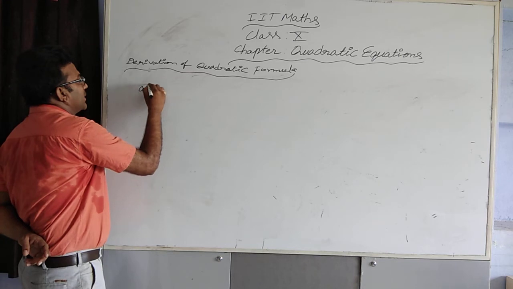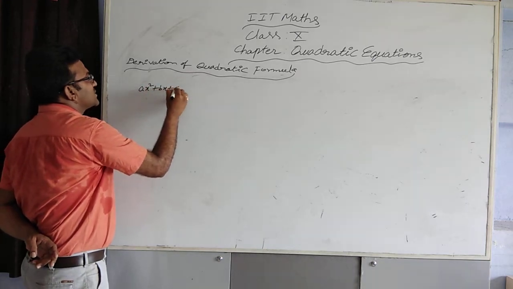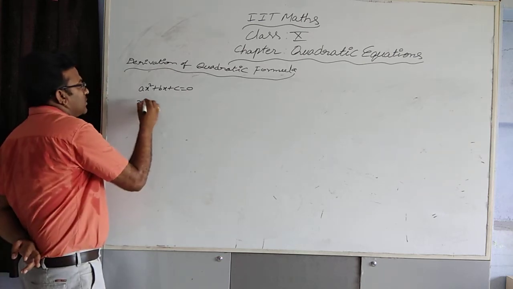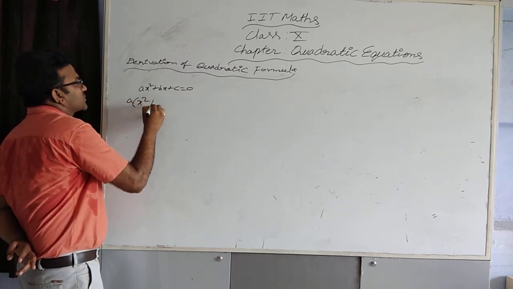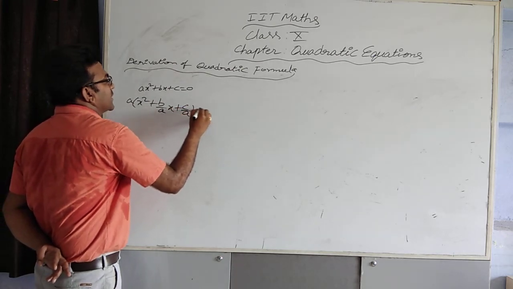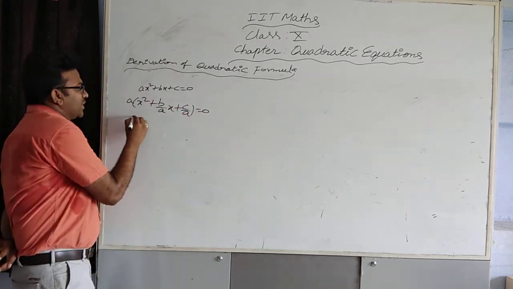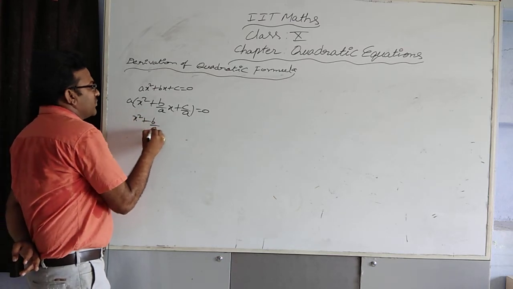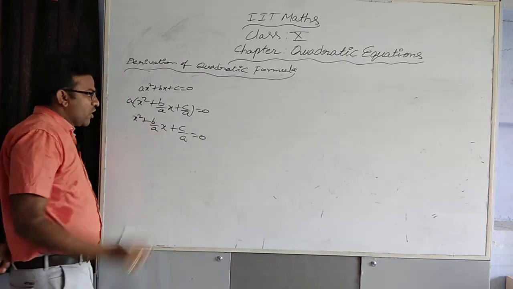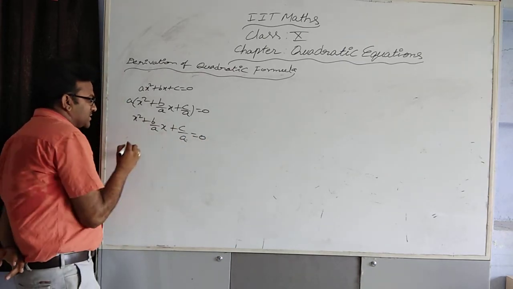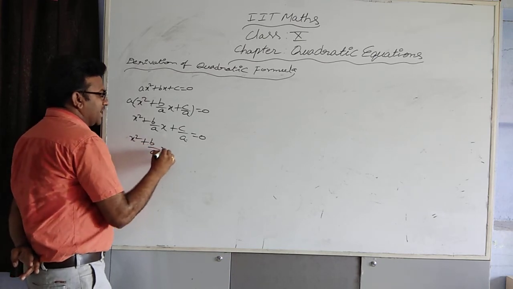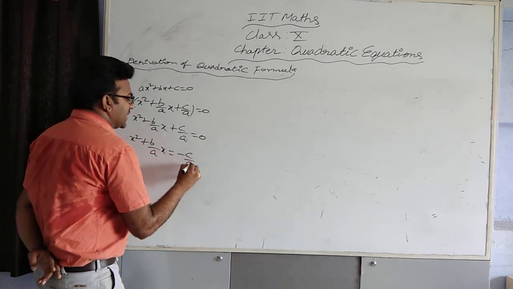So we know ax square plus bx plus c equals 0, where a is not equal to 0. Take a common: x square plus b by a into x plus c by a equals 0. Now I want to transpose plus c by a to that side. x square plus b by a into x equals minus c by a.